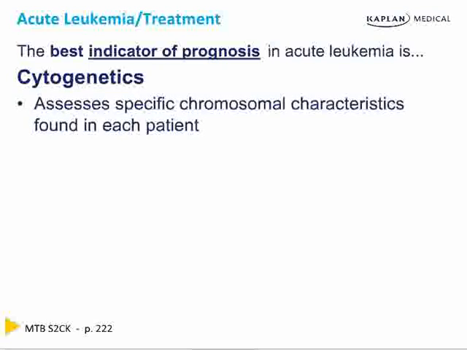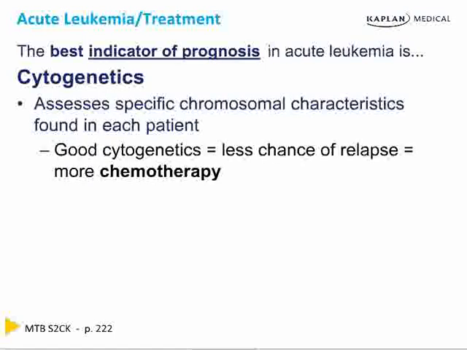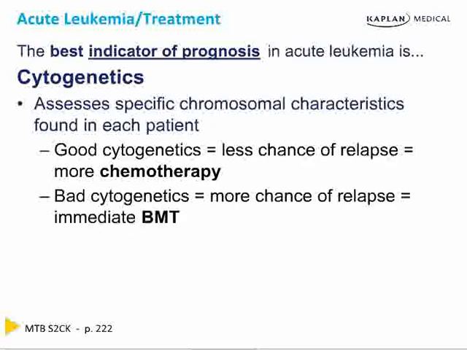Cytogenetics is kind of like an individual assessment of chromosomal characteristics found in each patient. In a way, it's like a fingerprint of your own individual characteristics. You could have 3 people with acute myelogenous leukemia. One might have chromosomal abnormalities that indicate a 5% chance of recurrence, another 50%, another 70%. That's why you use cytogenetics to say, good cytogenetics, less chance of relapse, just give more chemotherapy. Oh, I'm sorry, sir. Your genetic testing shows that you have a very high chance of your cancer recurring. I think we really need to transplant you right now.